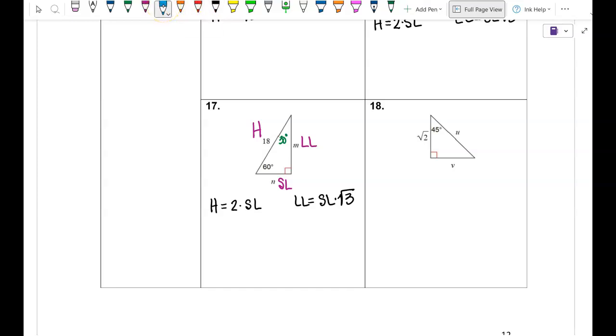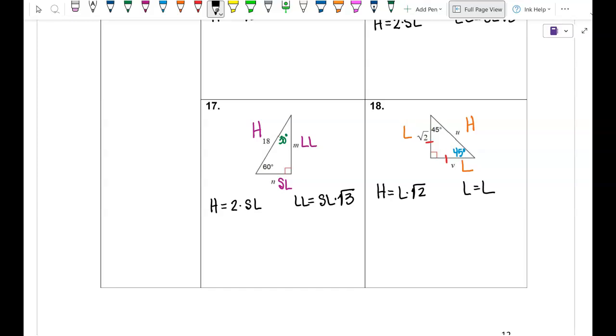And then number 18, we have 45 and 90, which means the other angle has to be 45 degrees, which means I have an isosceles right triangle. Opposite the right angle is u, that has to be my hypotenuse, and the other two sides are both legs. So the hypotenuse equals the leg times radical 2, and leg equals leg.